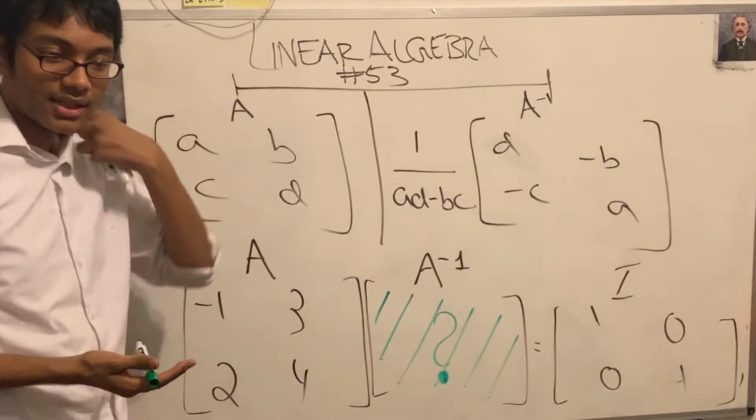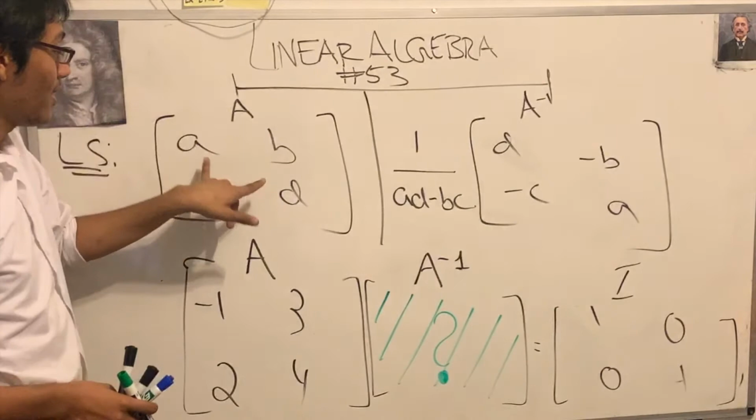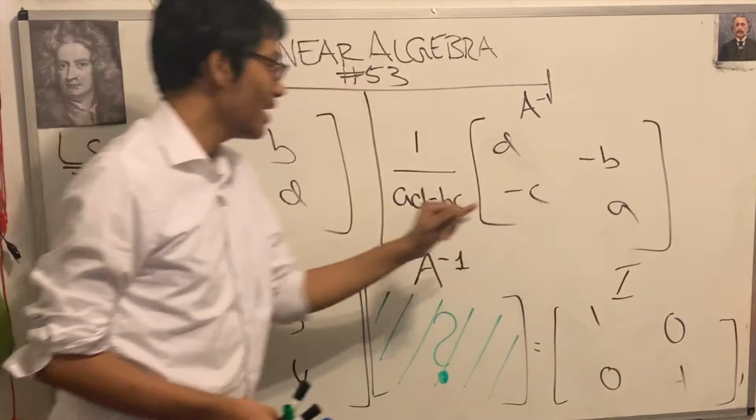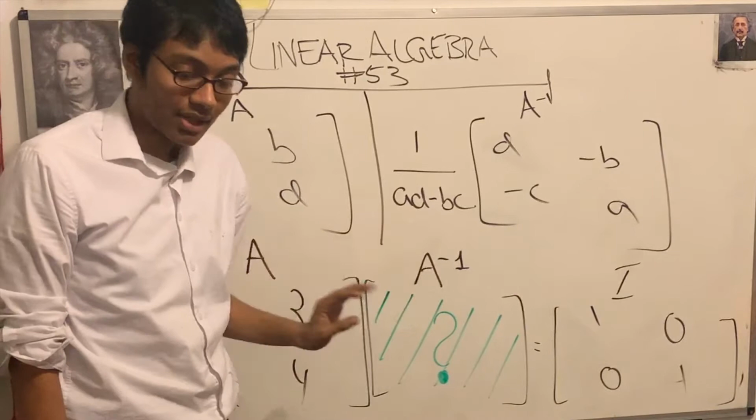Okay, this is the magic formula. If you have a matrix A and you want to find its inverse, this is how you can do it. First, switch these two entries. Instead of A and D, you'll have D and A. And then negate these two entries: negative C, negative B, instead of C and B. And then multiply that new matrix by this scalar. Now, if you don't believe me, I'm going to prove to you that it works in today's exit step.